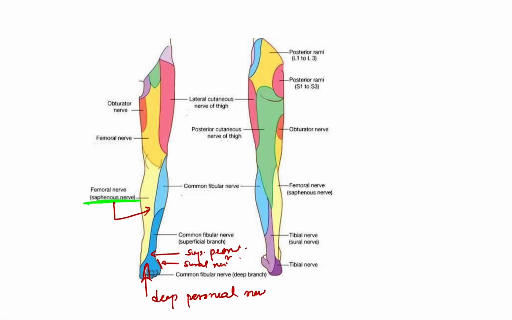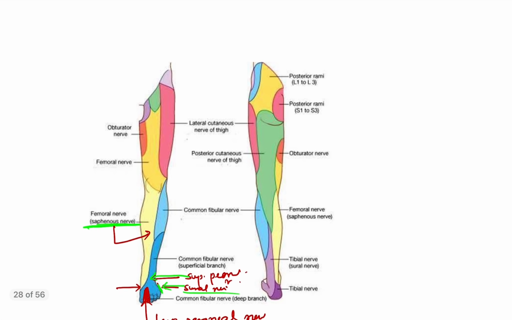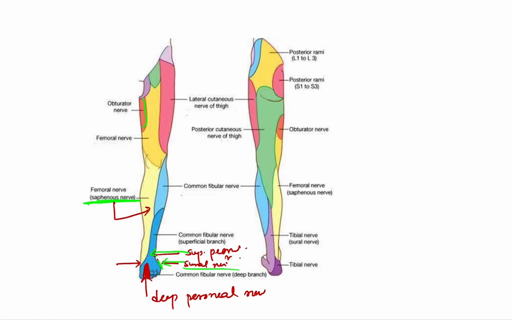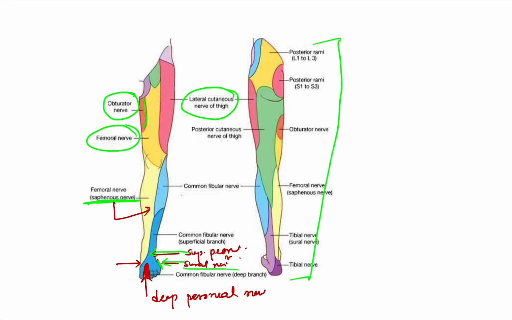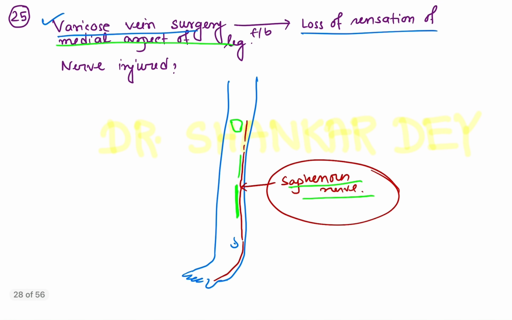So the medial aspect is the saphenous nerve, the first web space is the deep peroneal nerve, the rest of the foot is the superficial branch of the superficial peroneal nerve, and the lateral aspect is the sural nerve. The medial aspect of the thigh is supplied by the obturator nerve, the anterior aspect by the femoral nerve, and the lateral aspect by the lateral cutaneous nerve of the thigh. You can also see here the posterior cutaneous supply of the thigh and leg. So the answer here is that the saphenous nerve is damaged during varicose vein surgery, which may cause loss of sensation for the medial aspect of the leg.